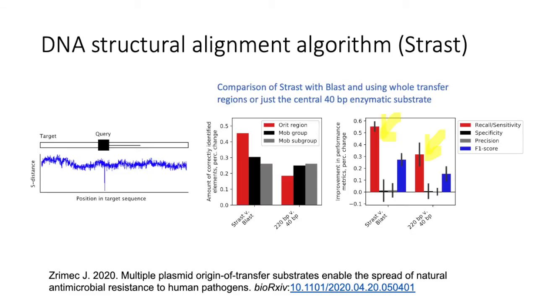When comparing this algorithm to using the p-distance as well as to BLAST, we found that it achieved improved performance both for locating transfer regions within one base pair of the nicking site, as well as for typing mobility groups and subgroups. The main improvements seem to stem from an increase in recall at a relatively constant precision, so the algorithm is able to recover a larger amount of the correct transfer regions compared to the sequence-based approaches.